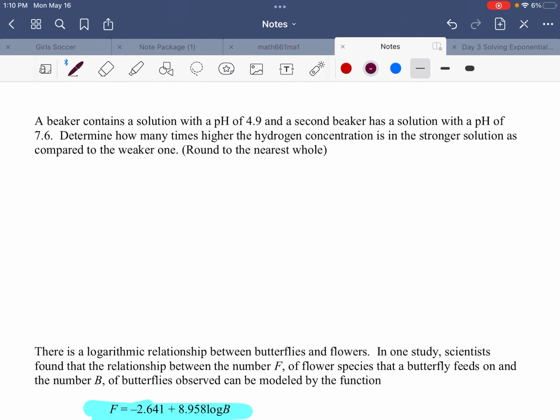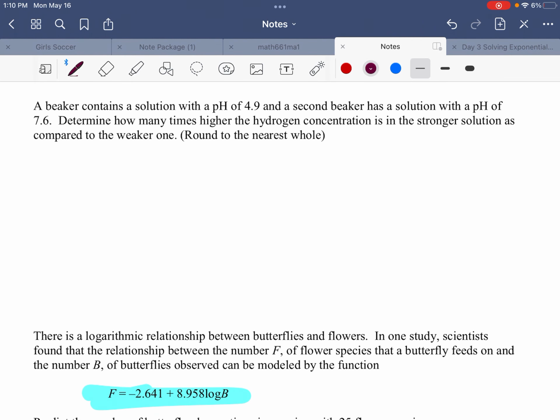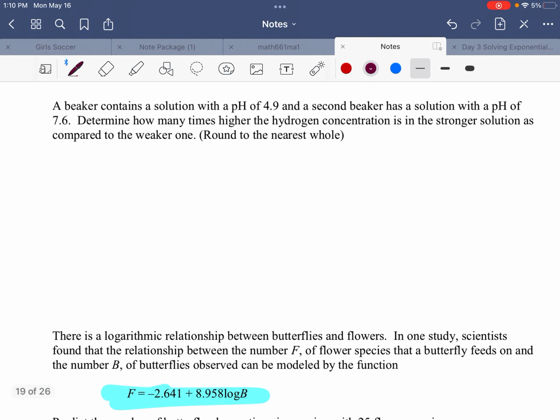Okay. A beaker contains a solution with a pH of 4.9 and the other one has a pH of 7.6. Determine how many times higher the hydrogen concentration is in the stronger solution as compared to the weaker one. So the battery's low and the iPad's low. We'll see if we can make it here.